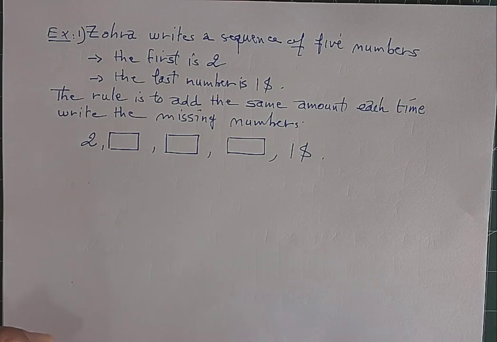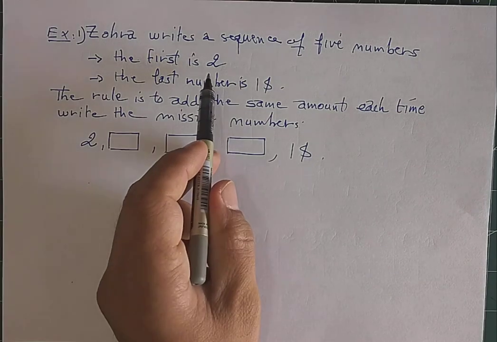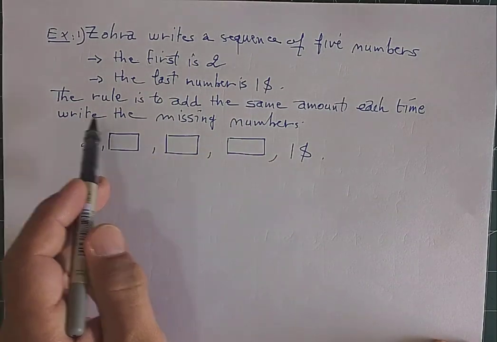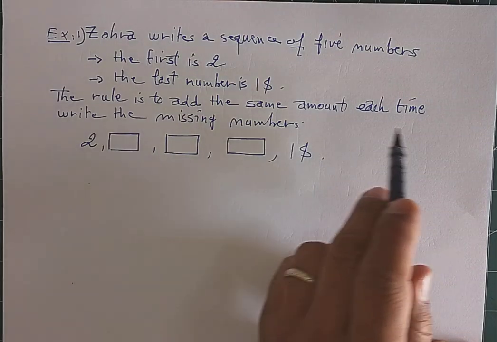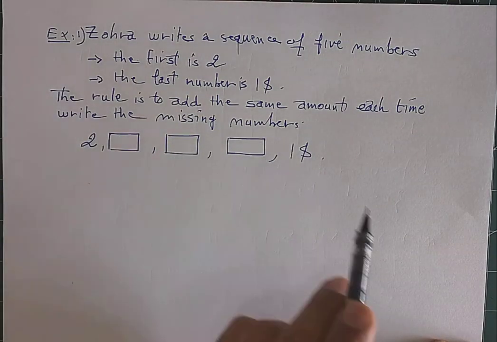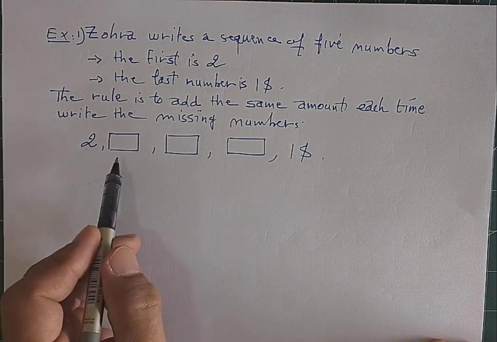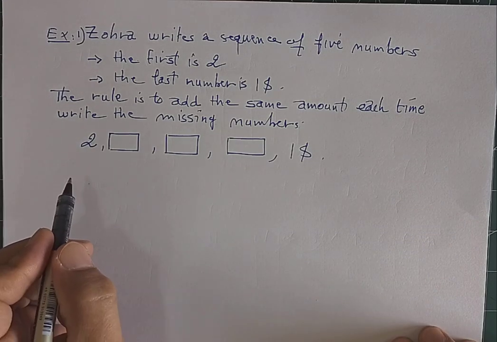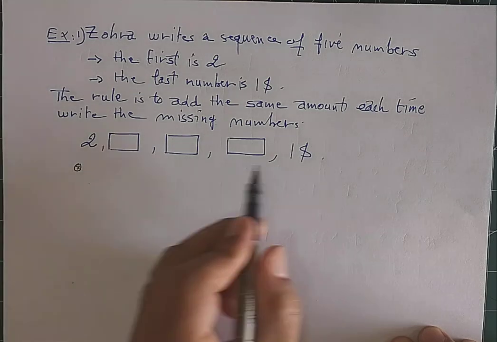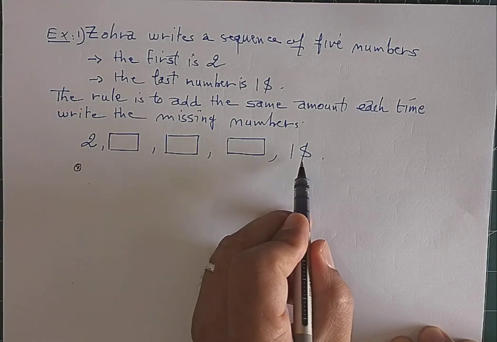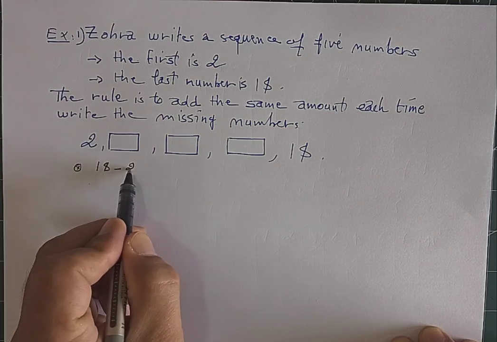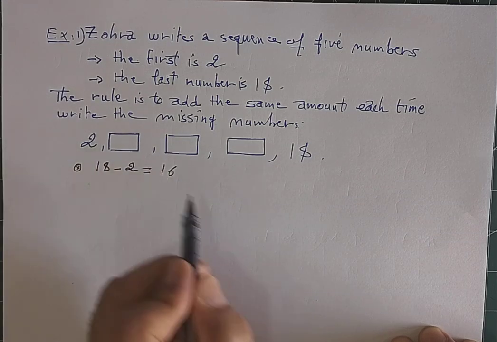Zohra writes a sequence of 5 numbers. The first one is 2. The last one is 18. The rule is to add the same amount each time. Write the missing numbers. Our job is to complete the missing numbers. Look at my method. First, you find the difference between the last one and the first one: 18 minus 2 equals 16.